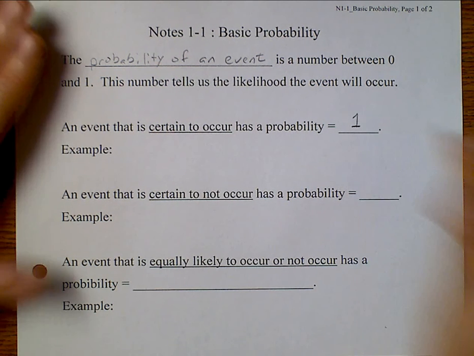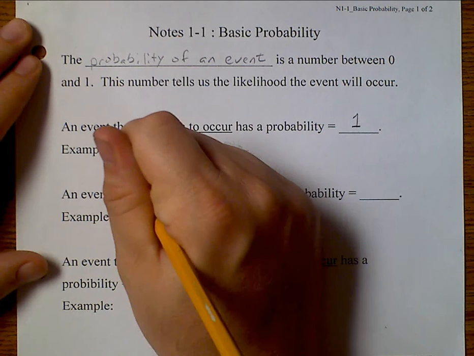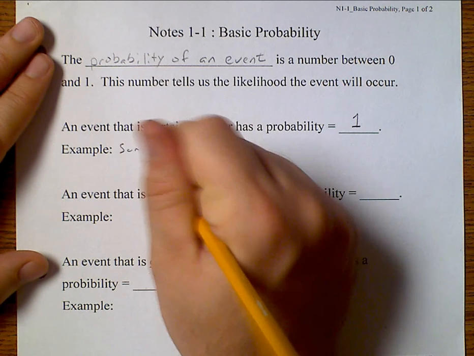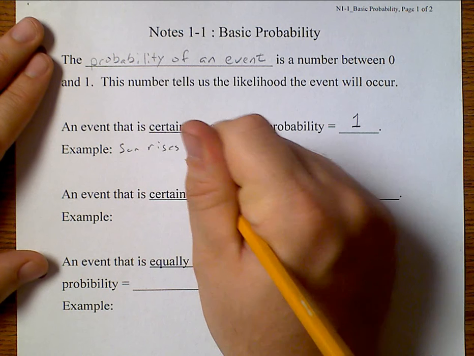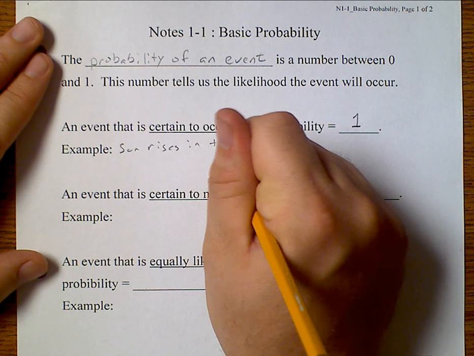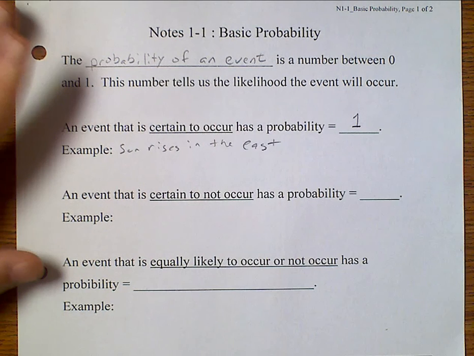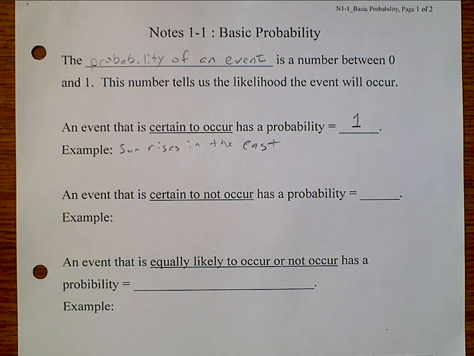For example, the sun rises in the east. Okay, the sun always rises in the east. It never comes from the north, the south, or the west. It's always rising in the east.